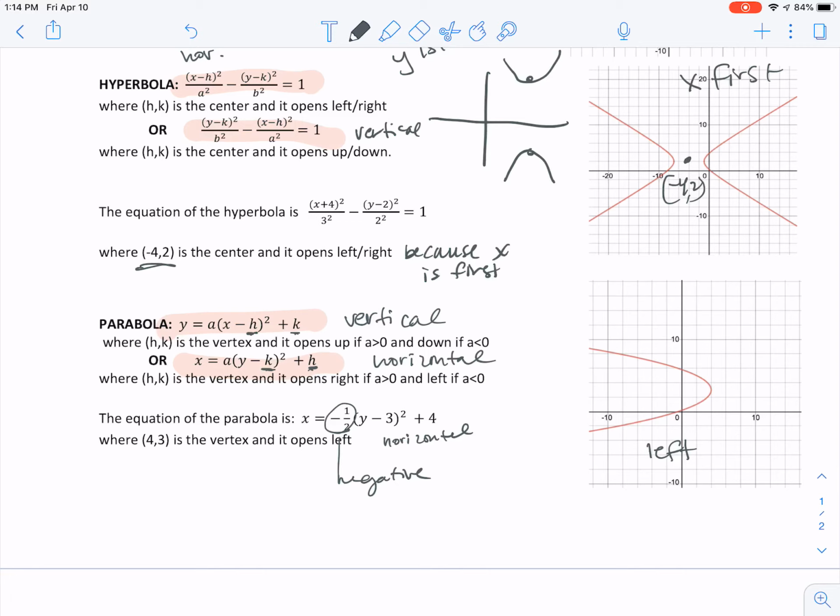The vertex, okay, this is the k because it's by y. So the vertex is going to be (4, 3). So if you go over 4 and up 3, that's the point (4, 3). And I know it opens left, okay?